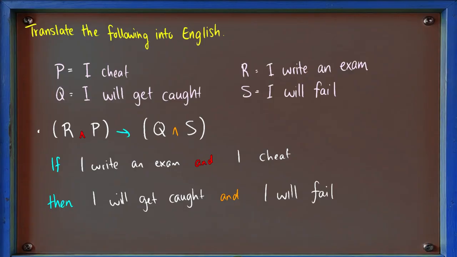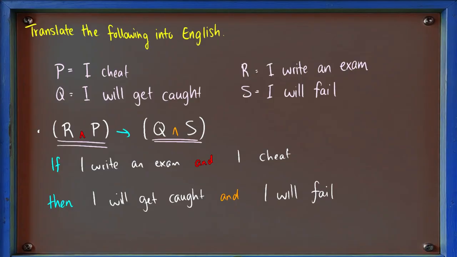And we can kind of see the groupings here. So we can see that R and P are a group together and Q and S are a group together. So if R and P, then Q and S. And all I did was translate this well-formed formula into English given the keys above.